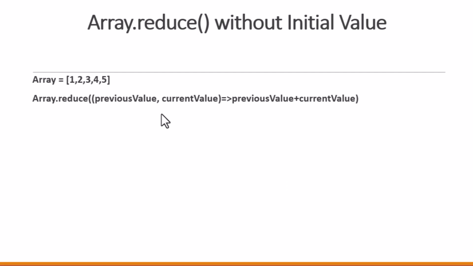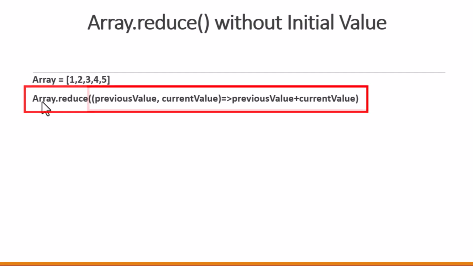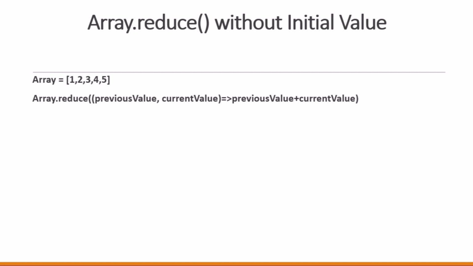So as you can see, this is our array. And here is our reduce method. So the reduce method expects a function as its first argument, and it can also have an optional second argument as its initial value. At first, we don't have an initial value. We will see to it later.